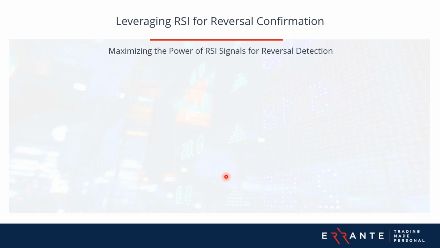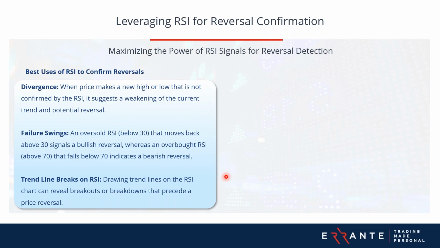For that case, we are zeroing in on one of the most versatile tools in a trader's arsenal, the relative strength index, or RSI. This momentum oscillator not only identifies overbought or oversold conditions, as you all know, but when used astutely can confirm trend reversals with remarkable accuracy. The key to leveraging RSI for reversal confirmation lies in understanding its optimal applications. It's very important.